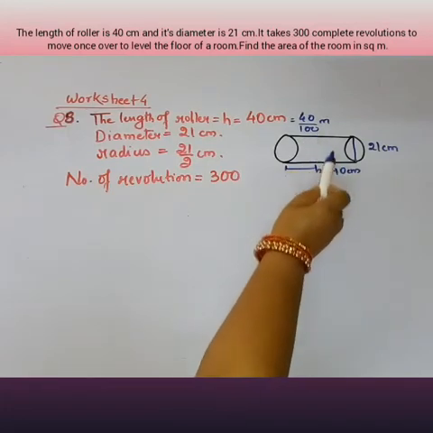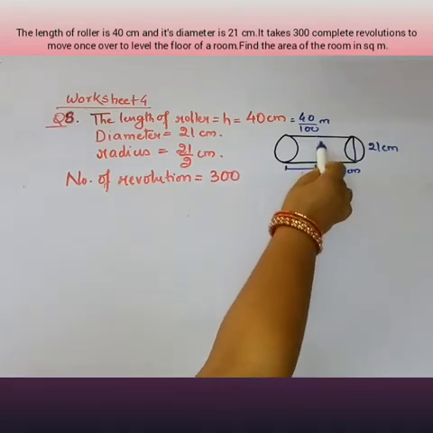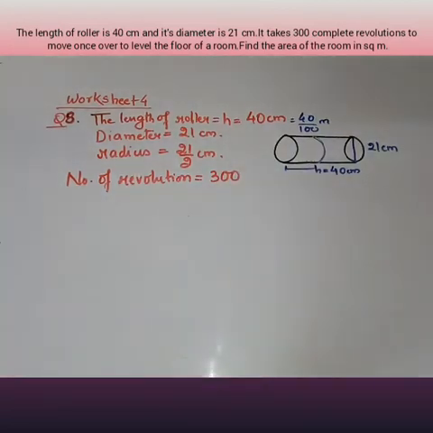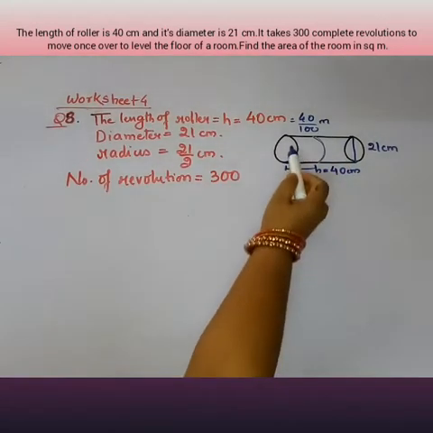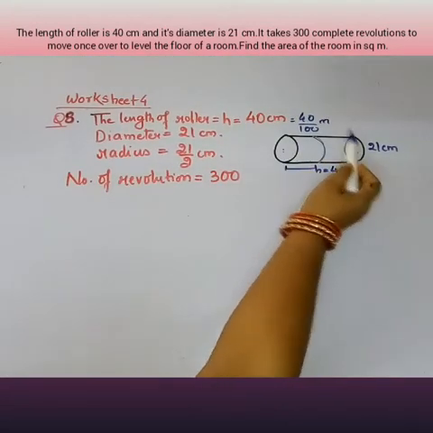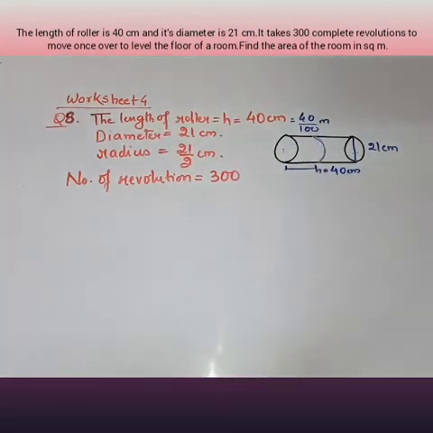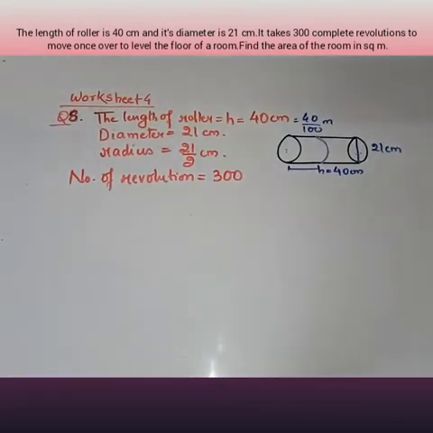and the roller, if the roller is going to move in a room or the floor of the room, that means its curved surface part, that means this part is going to move on the floor of the room. So we have to find only the curved surface area of this cylinder. Since these two parts are not going to touch the floor, only the curved surface part will touch the floor. So we have to find the curved surface area, and it's given that we have to find the area in meter square.